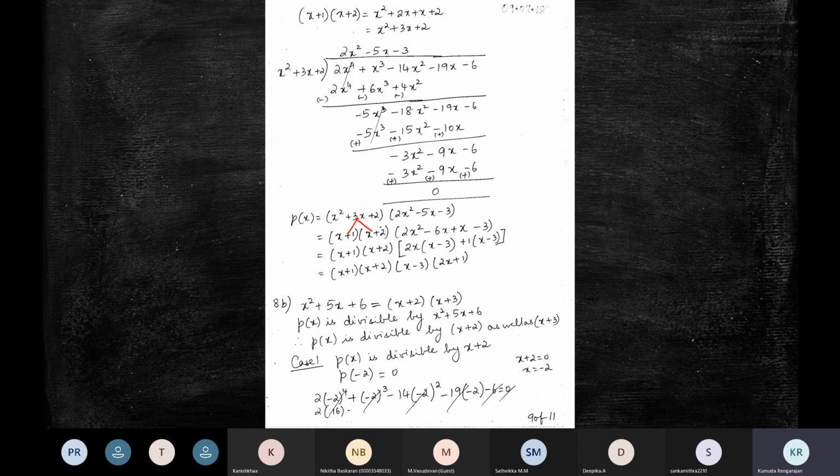So we already know the factors are x plus 1 and x plus 2. Here we factorize by splitting the middle term and we find the remaining two factors. So these are the 4 factors of the given biquadratic polynomial. Take a screenshot, children.